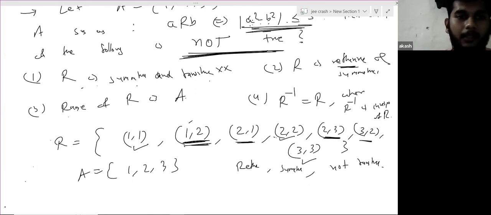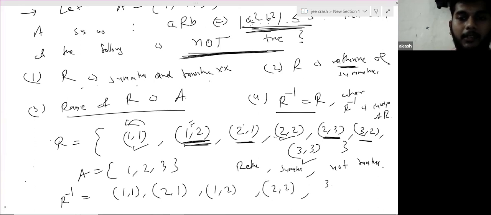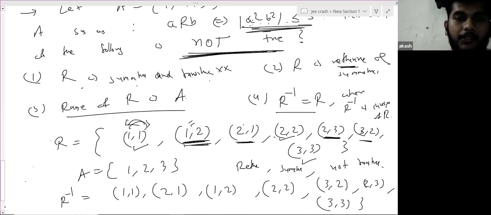So range and R inverse. How to find R inverse? Just inverse that. So (1, 1) becomes (1, 1), (1, 2) becomes (2, 1), (2, 1) becomes (1, 2), (2, 2) stays (2, 2), (2, 3) becomes (3, 2), (3, 2) becomes (2, 3), and (3, 3) stays (3, 3). I interchange the numbers. So we can see this and this are equal. They have all the same elements. So 4 is also true.